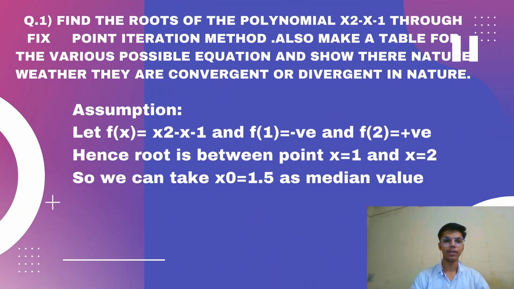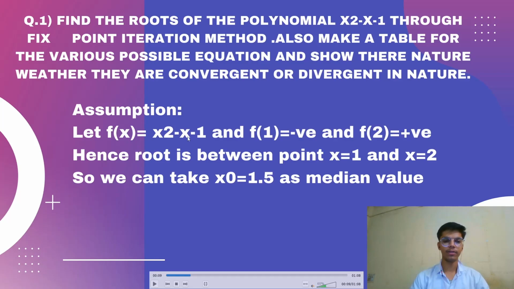Here our first question is, find the root of the polynomial x square minus x minus 1 through fixed point iteration method. Also make a table for the various possible equations and show their nature, whether they are convergent or divergent. First we will assume that f(x) is equal to x square minus x minus 1, and the value of the function at 1 and 2 is negative and positive respectively. Hence we can conclude that the root is between x equals 1 and x equals 2.